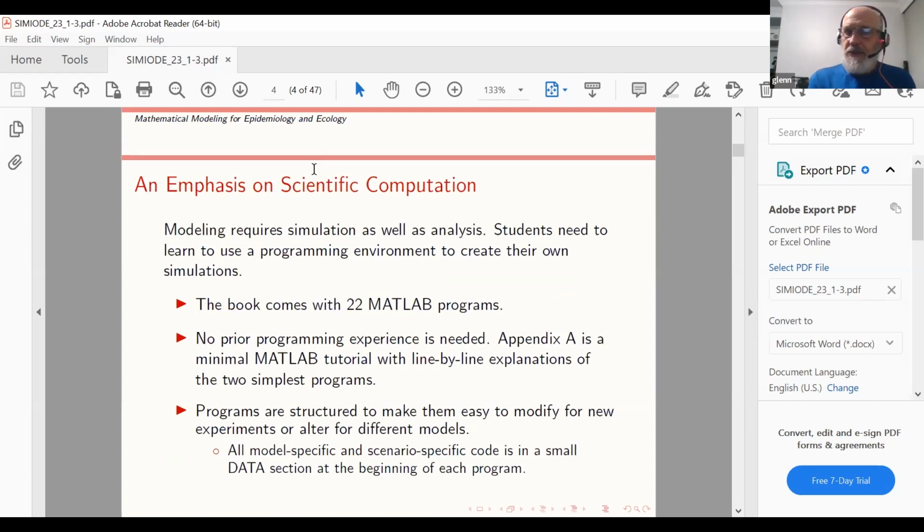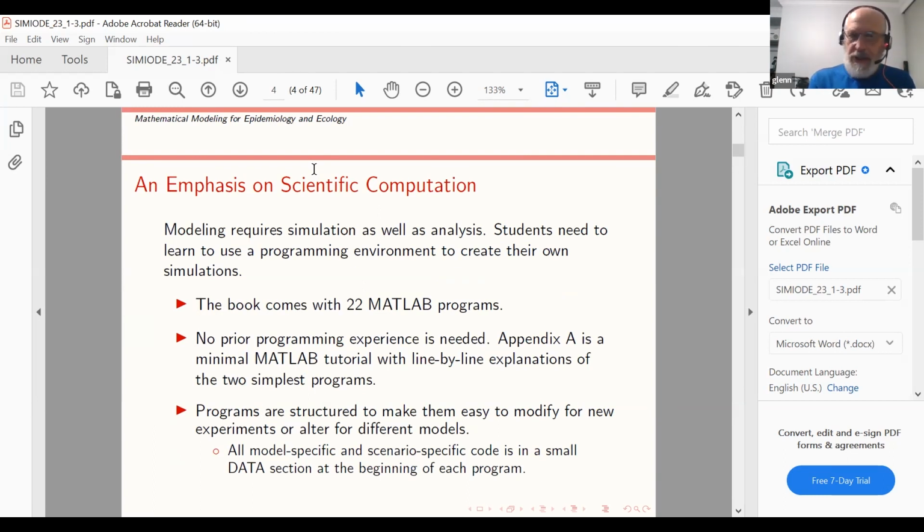I also have an emphasis on scientific computation. The book can be used without doing scientific computation, but you're missing about a third of modeling if you don't. Modeling requires simulation as well as analysis. In my view, students need to learn to use the programming environment themselves. And so I've tried to make that as easy for students as possible.